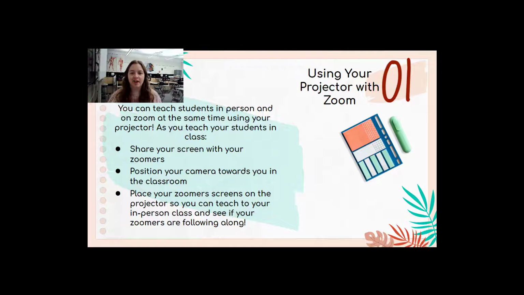So the first strategy that I think would possibly be beneficial is using your projector in order to see your Zoomers at the same time as you're teaching your in-person students. The way you would do this is you would share your screen with your Zoom students and place their face boxes, drag it on over to your screen in which all of your in-person students are looking at. In this way, not only can your Zoom students see the entire class because you've positioned your camera to show the entire class, but your in-class participants can also see their friends and neighbors on Zoom.